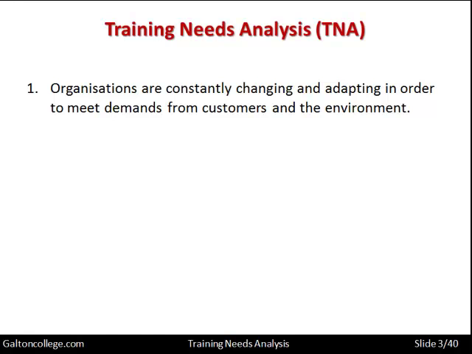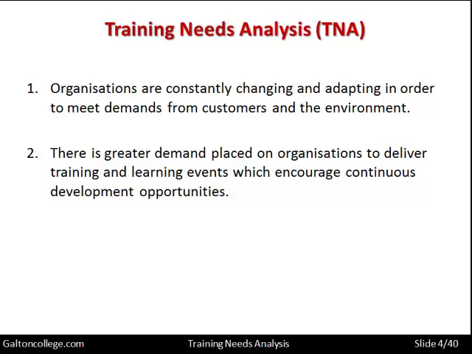Organizations are constantly changing and adapting in order to meet the demands from customers and the environment. And these demands are constantly changing. We live in an ever-changing world. There are new technologies, new products, new designs, new requirements by the customers, and indeed new requirements by the technology that companies use. So there is a constant need for training and for specific training to address specific needs as a consequence of the changes that are going on in industry.